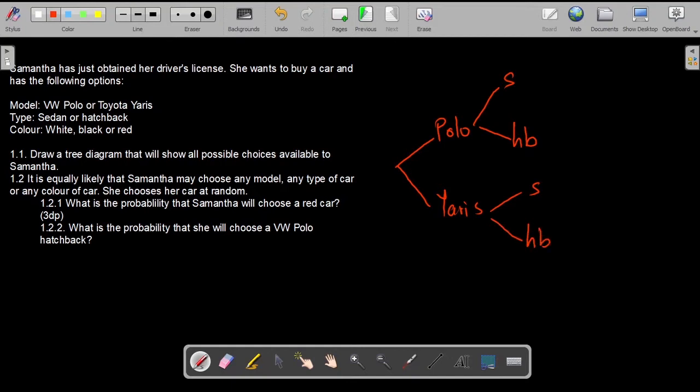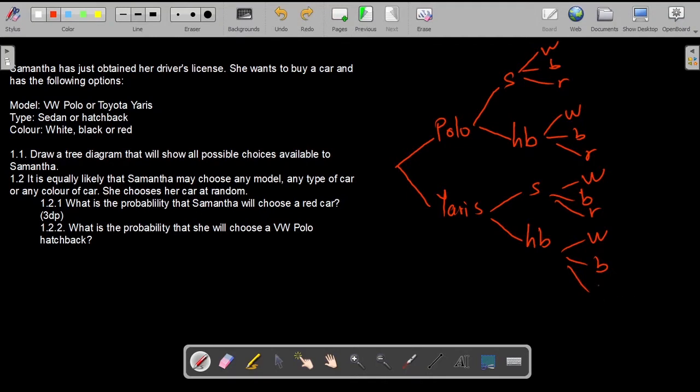And after choosing the type of car, then we have to choose the color. And the options that we have are white, black, or red. So a sedan can be white, black, or red. A hatchback can be white, black, or red. A Yaris sedan can be white, black, or red. And a Yaris hatchback can also be white, black, or red.